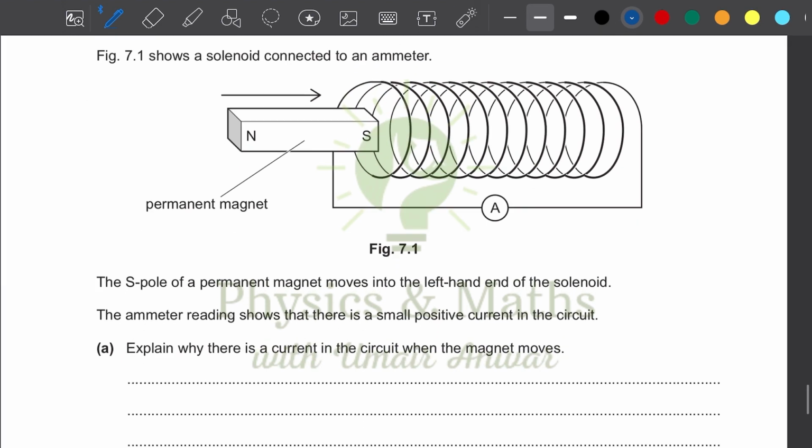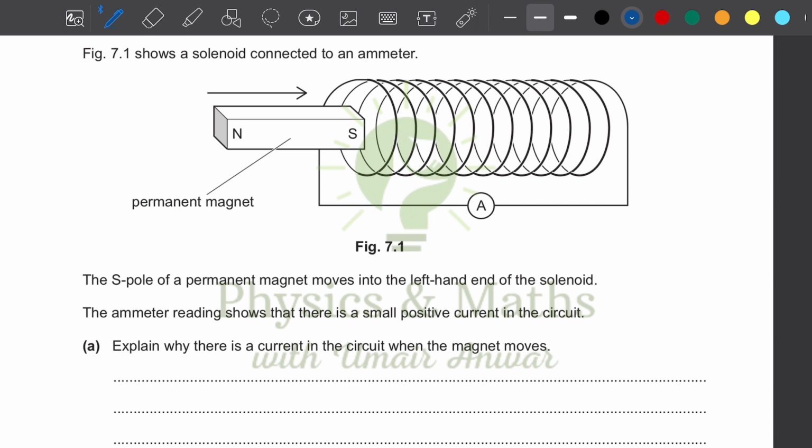It says figure 7.1 shows a solenoid connected to an ammeter. So we have a solenoid over here, the coil. Then we have an ammeter connected across it, so it would detect the current if there is any current in the coil. And then we have a permanent magnet which is moving towards the coil.